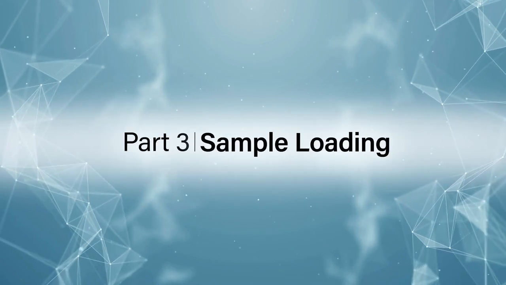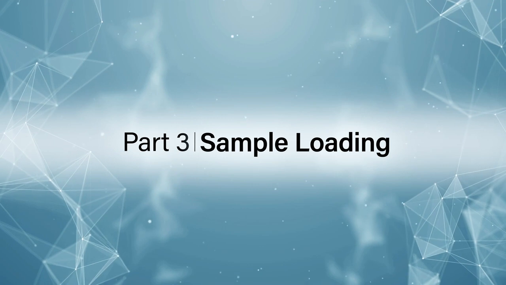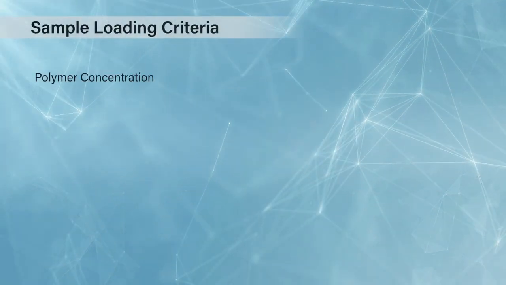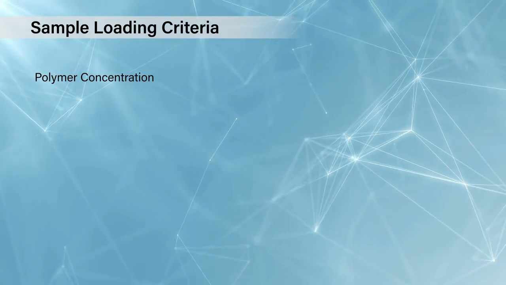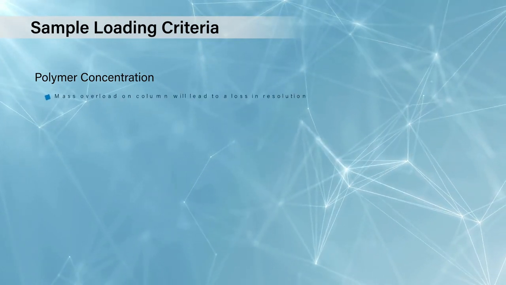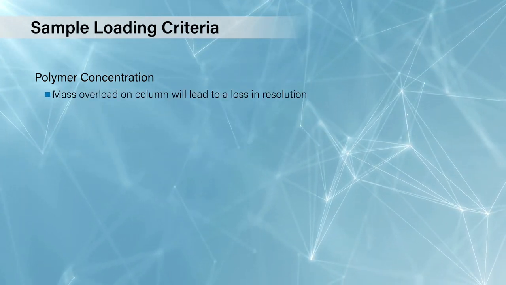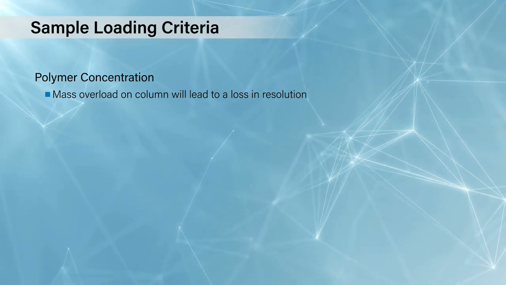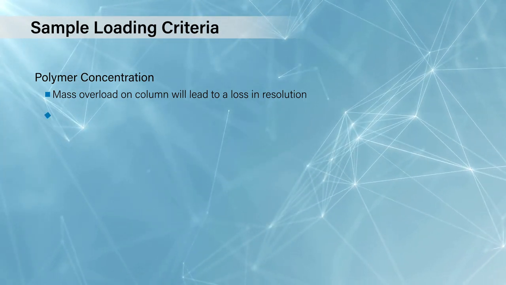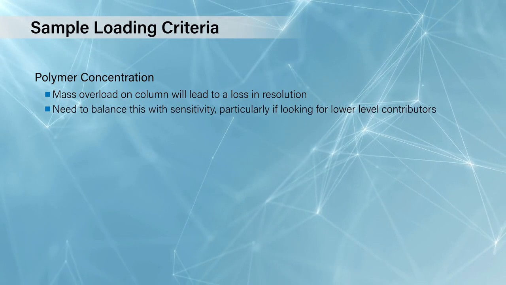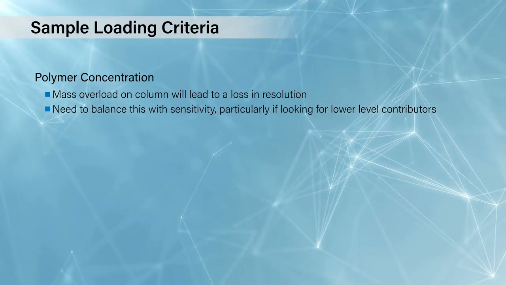So the next parameter to consider is sample loading. So the injection volume and the concentration. Now with the polymer concentration, you don't want to overload the column. That will lead to a loss of resolution. But at the same time, you need enough sensitivity to ensure that you have accurate measurements of the polymer.